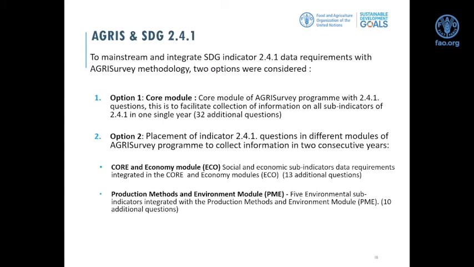It's important to say that the AGRIS survey methodology was finalized at the end of 2017. At that time, the 2-4-1 indicator was not defined completely. So the AGRIS questionnaires available and the handbook do not include all requirements of 2-4-1. Some questions are there because they are basic questions that 2-4-1 requires, like the area, the production, and other aspects, but we need to add additional questions to cover all requirements of 2-4-1. So we did this work, and we proposed two options on how to use the AGRIS survey tools to collect data for 2-4-1.